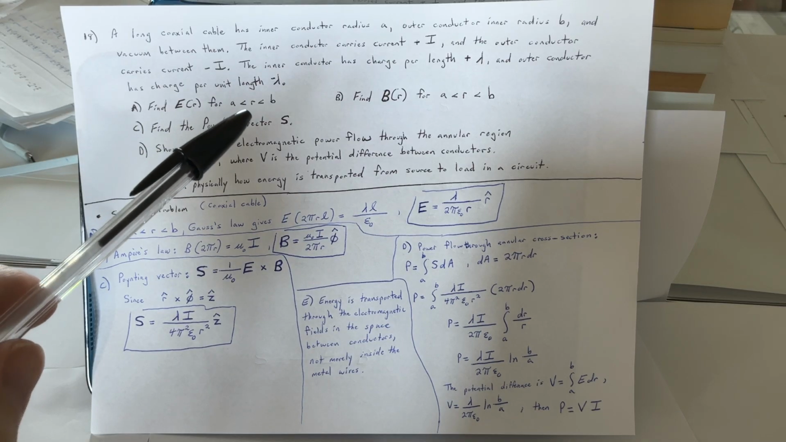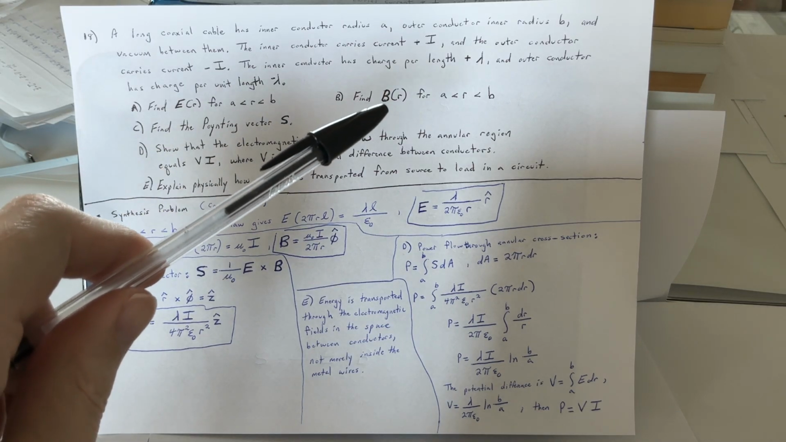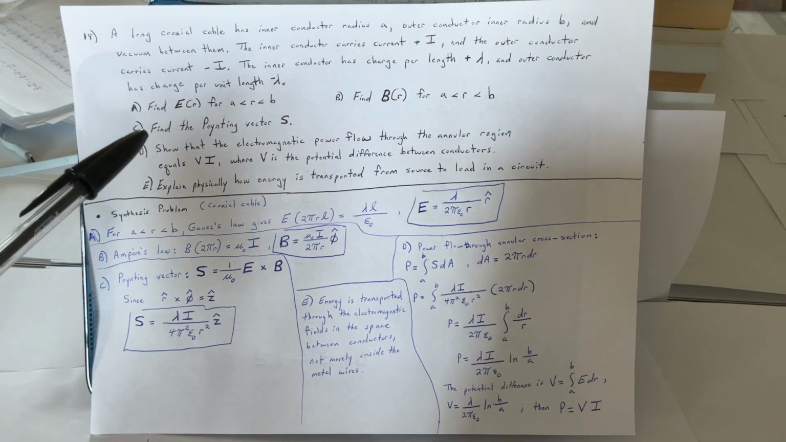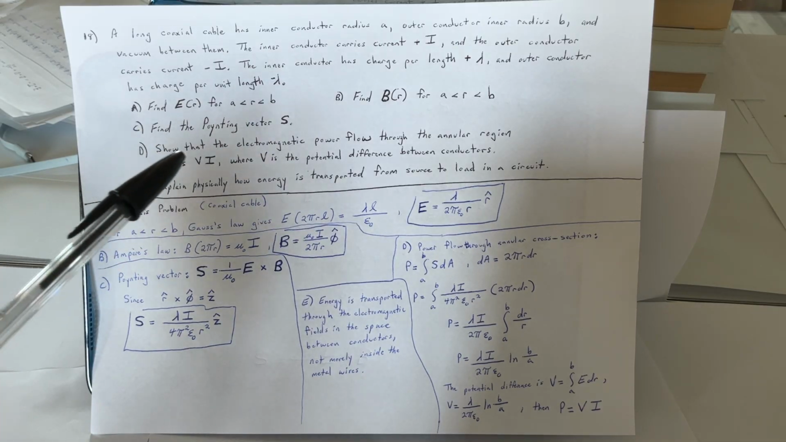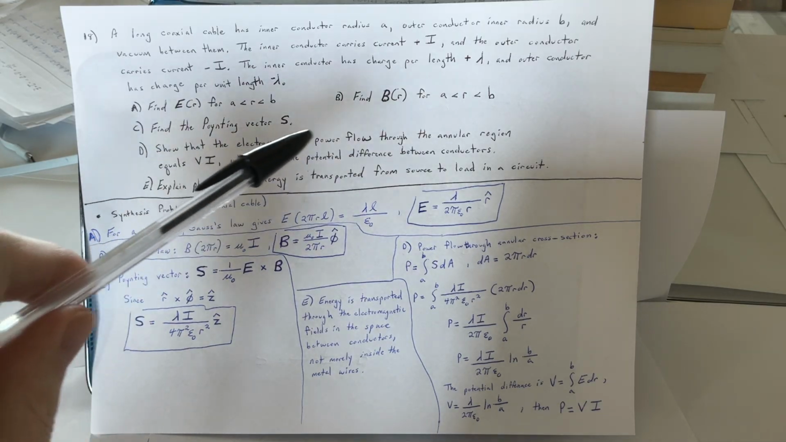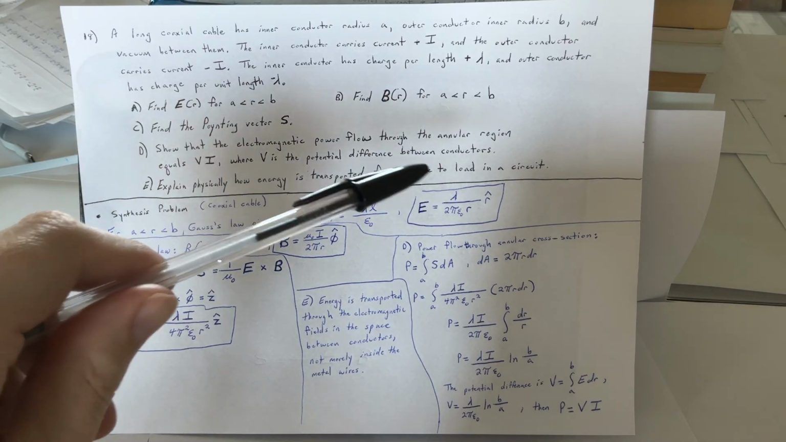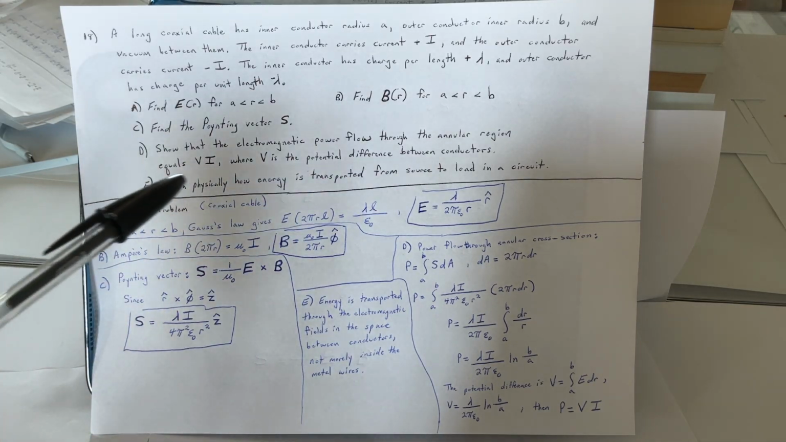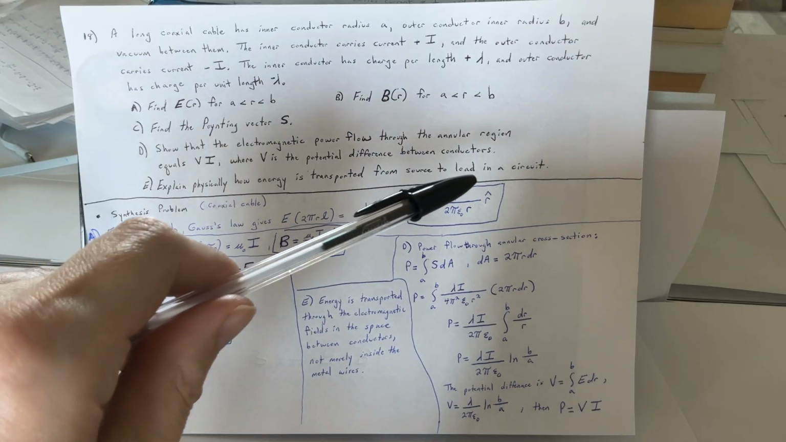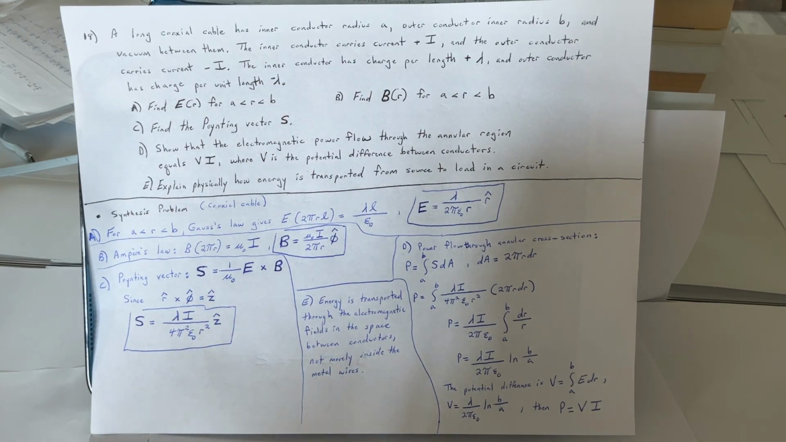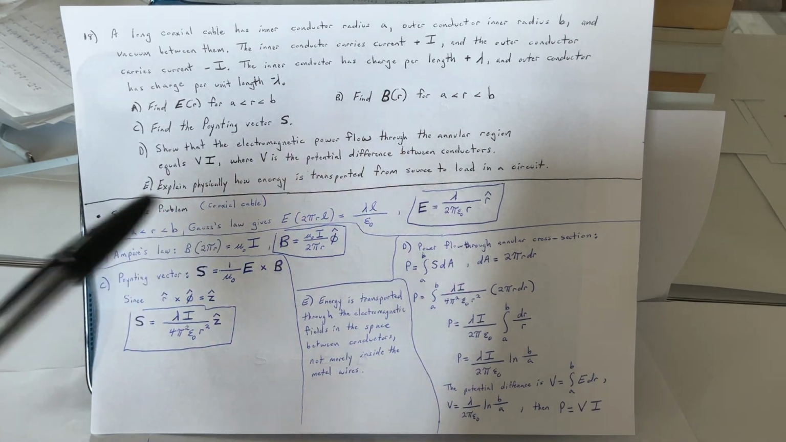Find D of r for A less than r less than B. Find B of r for A less than r less than B. Find the Poynting vector S. Show that the electromagnetic power flow through the annular region equals VI, where V is the potential difference between conductors. Explain physically how energy is transported from source to load in the circuit. Okay, so a synthesis problem, coaxial.